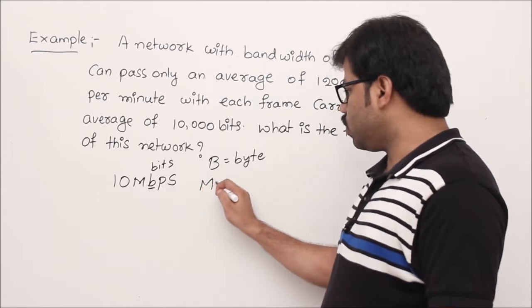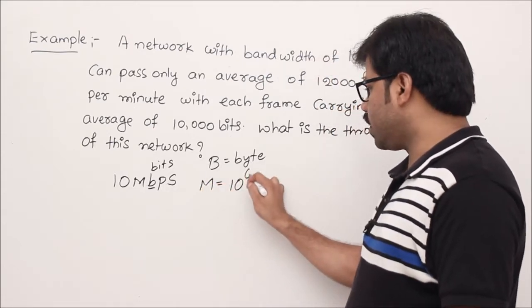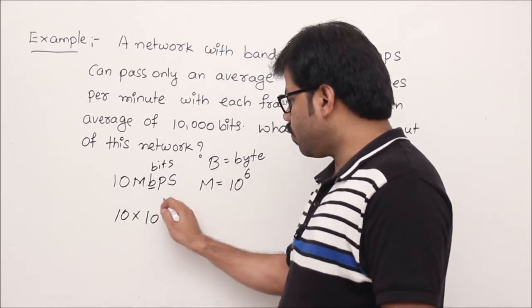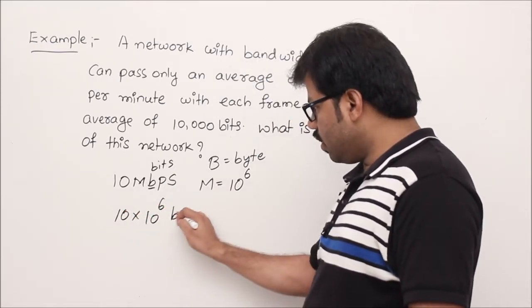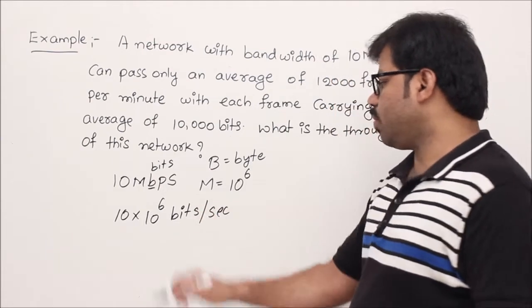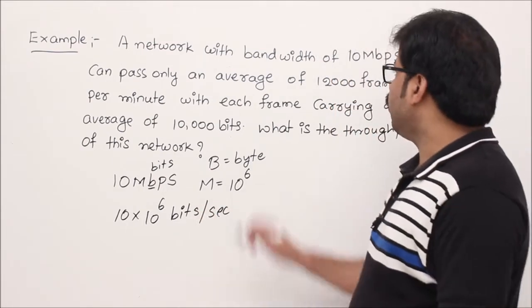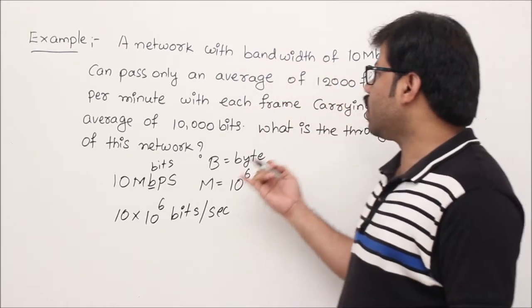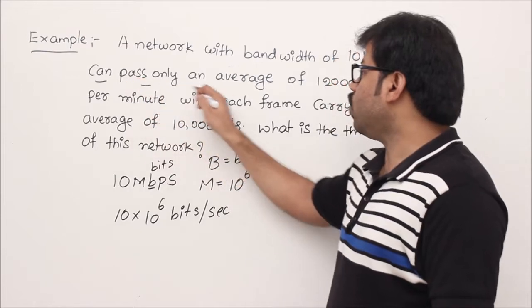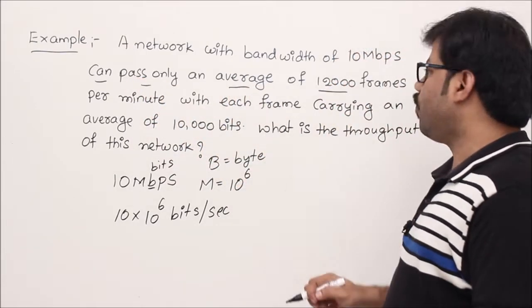From now onwards you should know mega means 10 to the power of 6. So 10 into M means 10 to the power of 6, b means bits, right? Bits per second. So that is the bandwidth. That means 10 to the power of 7 bits per second. So with that bandwidth, a network is sending the packets. Now we'll read the remaining part: but can pass only an average of 12,000 frames per minute.